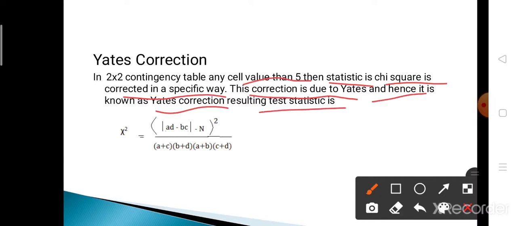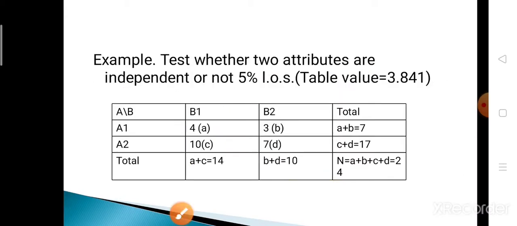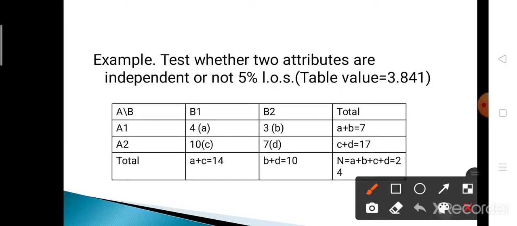The resulting test statistic is chi-square equal to, in brackets, mod of A into D minus B into C minus capital N, its square, divided by A plus C, B plus D, A plus B and C plus D. Okay, let's see one example. Here we are given the 2 by 2 contingency table. Test whether the two attributes are independent or not at 5% level of significance, and the table value we are given is 3.841.